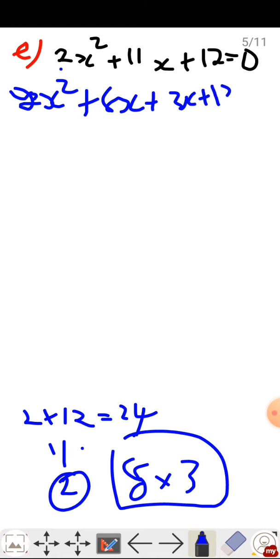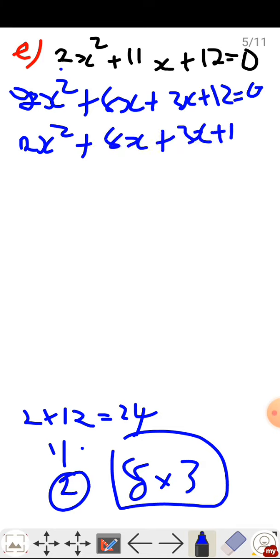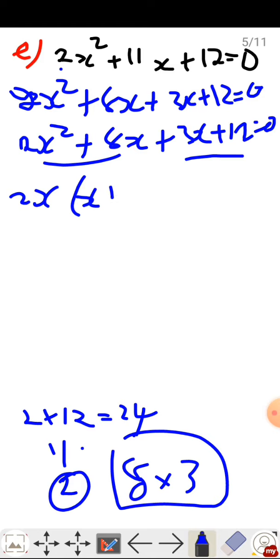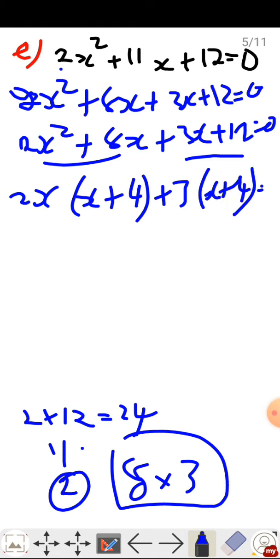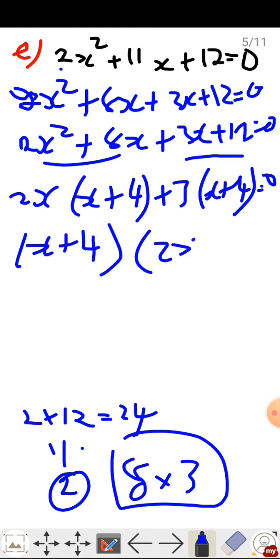So you always look at the coefficient of x squared and the constant, you multiply the two. In this case here we got 24. Okay, so you replace the 11 with 8x plus 3x. So now you factorize. Common factor there 2x, then we get x plus 4. Common factor here 3, we get x plus 4 equals 0. So bracket x plus 4, 2x plus 3 equals 0.